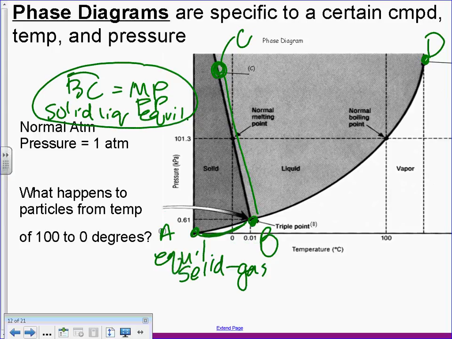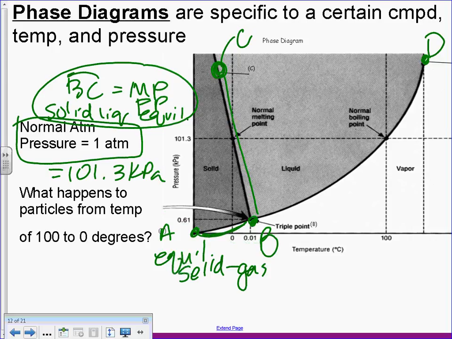And then, Evan, what's the pressure at the normal boiling point? Good. So 1 atmosphere is equal to 101.3 kilopascals. kPa, kilopascals, is what that means. And what you're saying is the same thing as saying 1 foot is equal to 12 inches. It's an equivalency, but 1 atmosphere and 101.3 kilopascals are the same. Good.